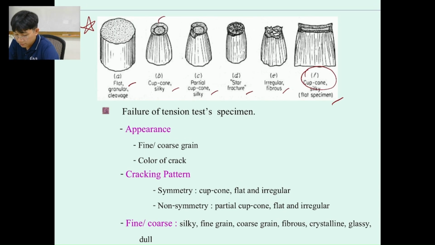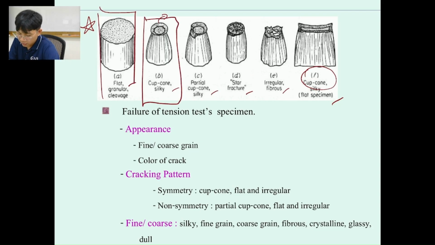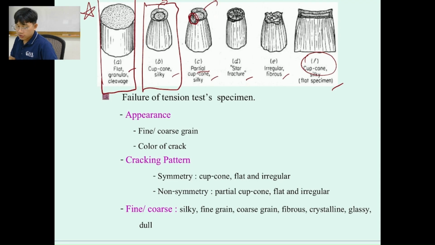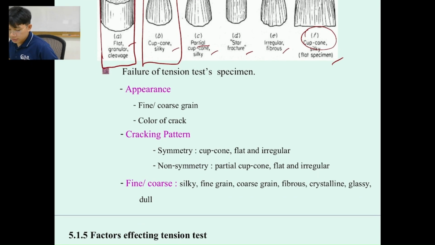This one is going to be the perfect one for tensile, this one, cup-cone silky, and this one is the perfect one for cast iron. If it shows something like this, maybe you can just write it down as partial cup-cone. Maybe the material is not homogeneous, so that's why it failed like that. So for the failure of the tension test, you can note it in your report or write the conclusion using the apparent cracking patterns and also the fine, of course, depending on your material.